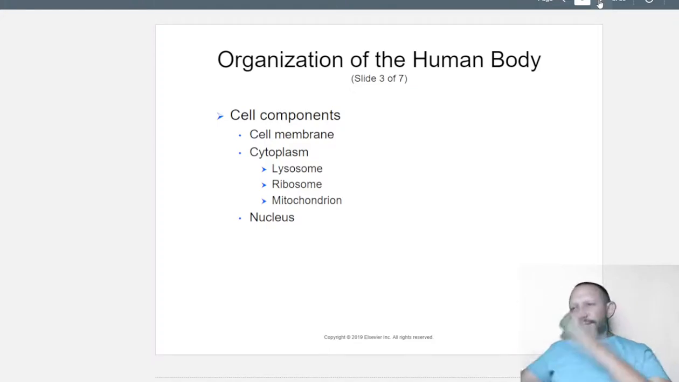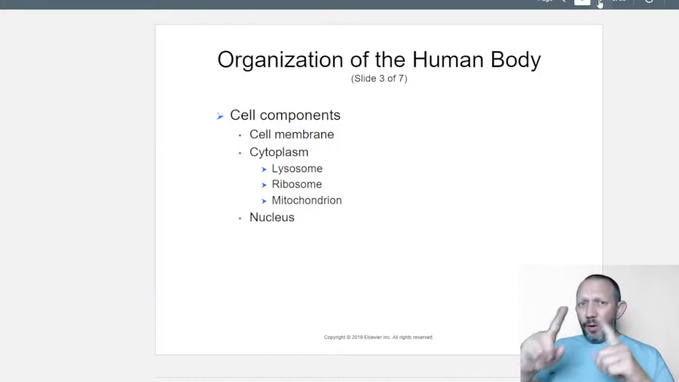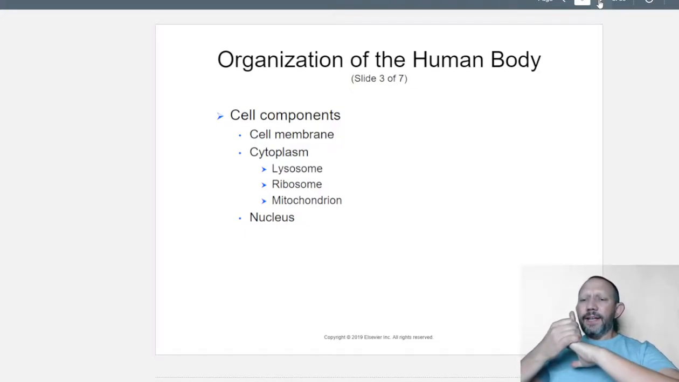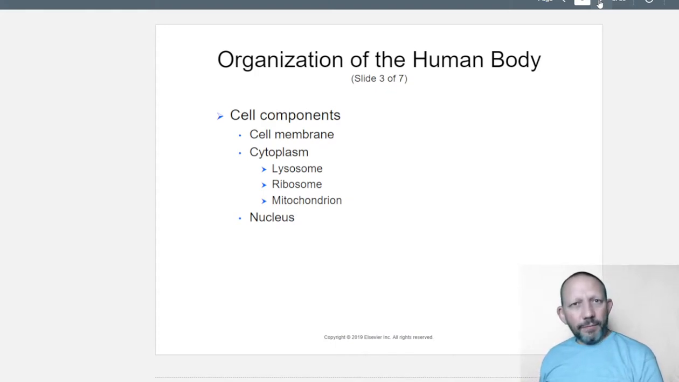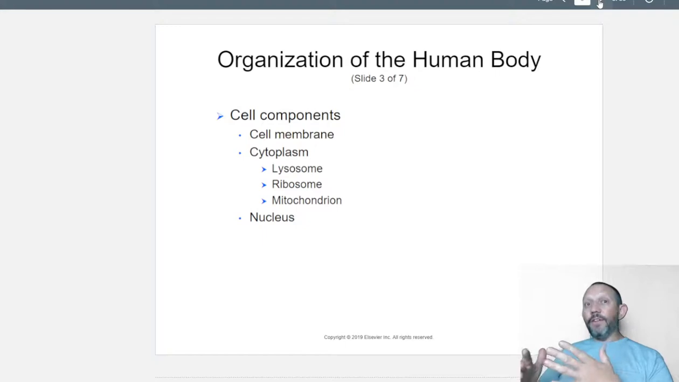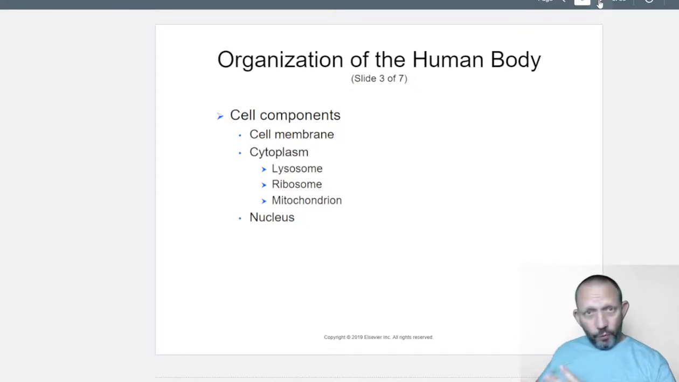So organization of the human body, cell components: we have the cell membrane, cytoplasm, lysosome. Okay, in my other videos, it's probably better to watch my other videos on cells and the initial parts of anatomy and physiology. If you guys are taking this, it's all for terminology. However, it's all the same information back and forth. So if you're taking this and then later on you have to take an anatomy class, you guys are gonna be fine and dandy, okay?